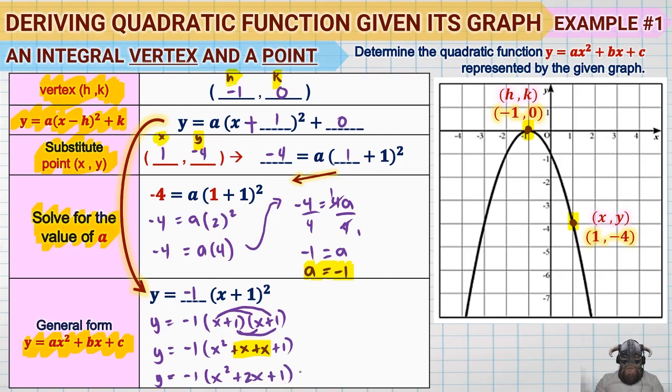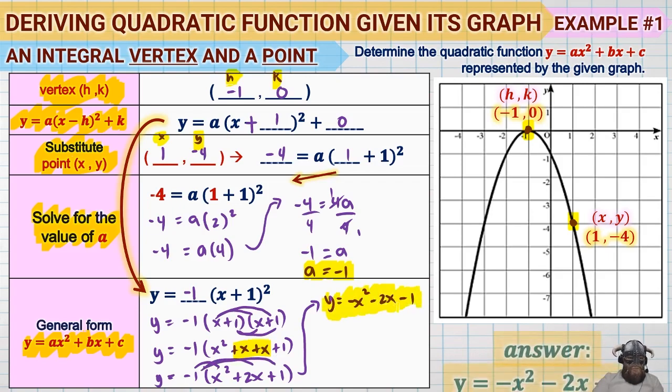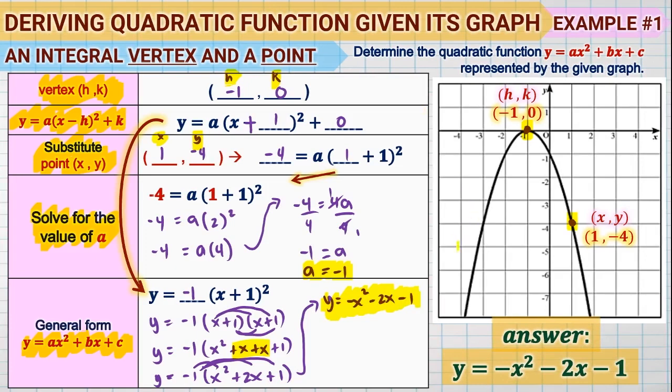So, para maging general form na siya, distribute na lang natin si a. So, times natin siya sa lahat or multiply natin siya sa lahat. -1 times x squared, so magiging -x squared. Then -1 times 2x, so magiging minus 2x. -1 times 1 will become -1. So this will be our standard for our general form. So the answer will be y is equal to -x squared minus 2x minus 1.